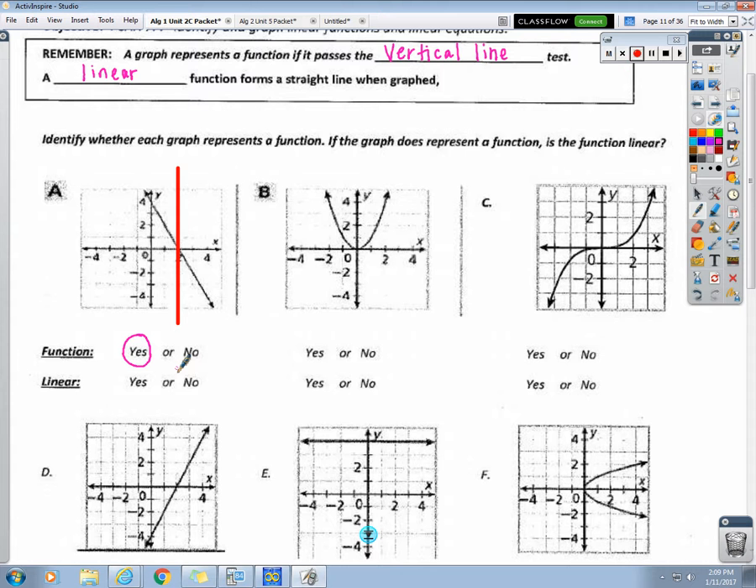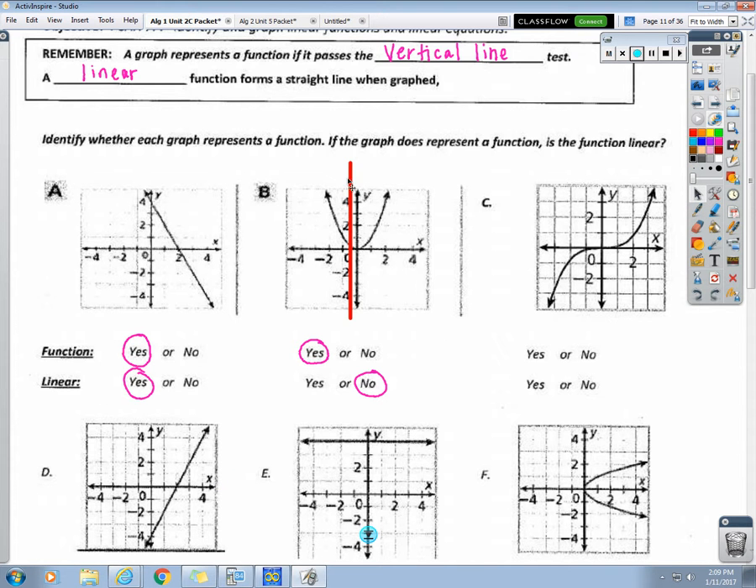Is it also a linear function? Yes, that is a straight line. So that's a linear function. Alright, graph B. If I do the vertical line test on it, does it cross more than once? No. Okay, so yes, it's a function, but no, it is not linear. It's quadratic, and we'll talk about what that means in a second.